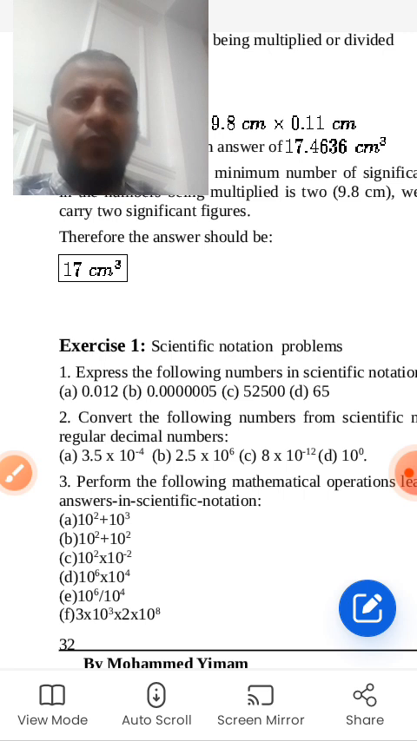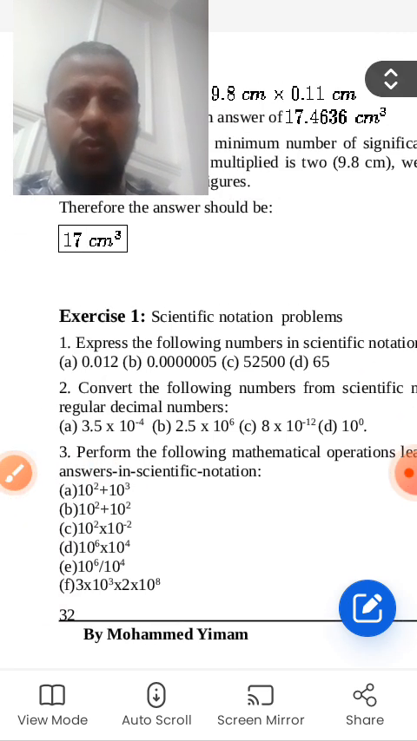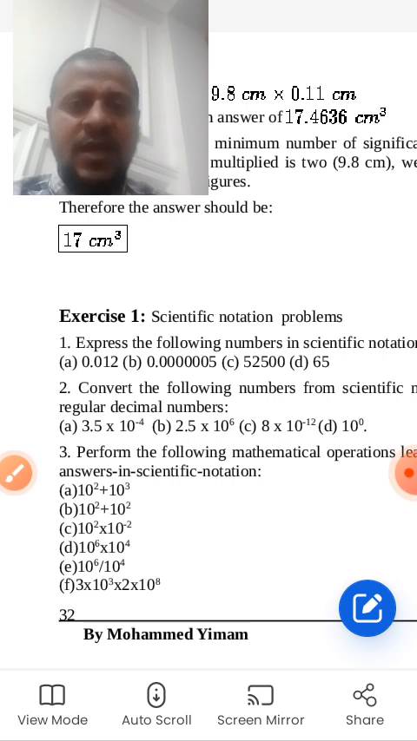Number 2. Convert the following numbers from scientific notation to regular decimal numbers. A 3.5 times 10 raised to minus 4, B 2.5 times 10 raised to 6, C 8 times 10 raised to minus 12, D 10 to the power of 0.